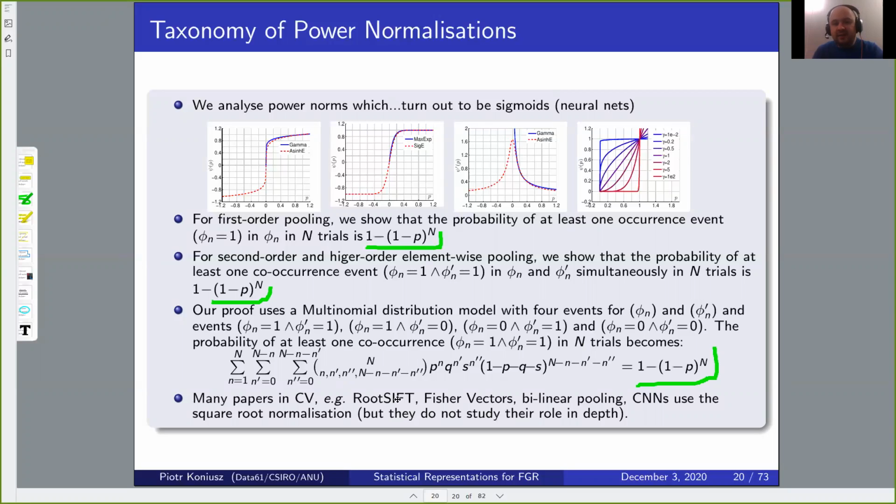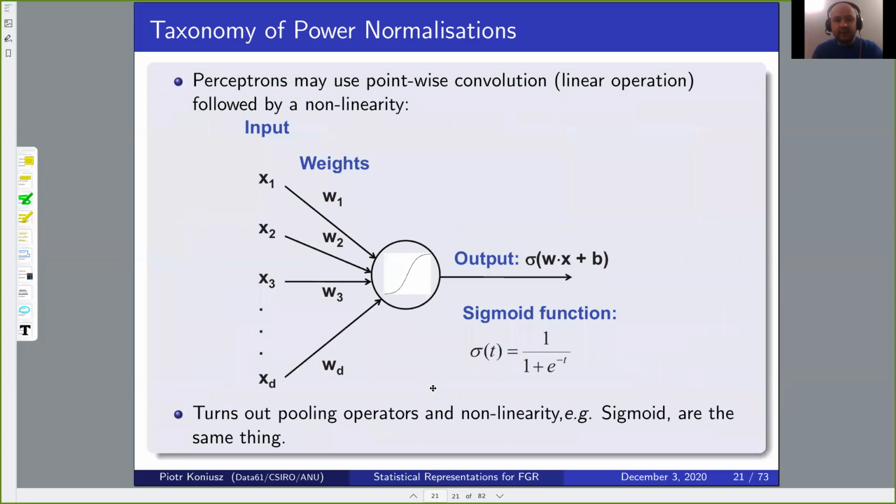And I just wanted to note that many papers in computer vision use the matrix square root, which is an approximation to this type of pooling. So root-sieved Fisher vectors and bilinear pooling all use square root normalizations, but they don't study the role in depth. But what we have observed is that this explains, for instance, the role of a sigmoid function in a perceptron. So imagine that you have some signals x1 to xd, pointwise convolution with w1 to wd, and then essentially you have this nonlinearity which detects whether one of those signals correlated with the W filter was detected or not. So I personally find it quite interesting because that explains the role of sigmoid in perceptrons.